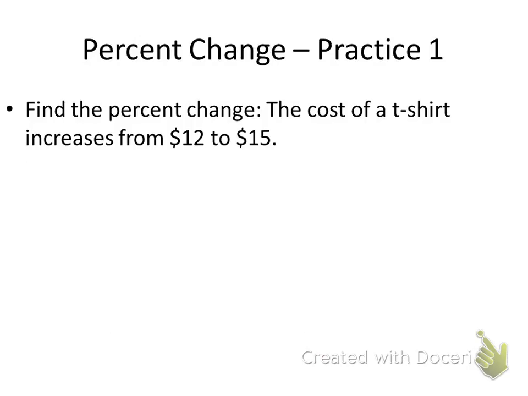Okay, so practice number 1. So on your paper, it says find the percent change. The cost of a t-shirt increased from $12 to $15. Now, what I like to do first, what was the original cost of the t-shirt? 12. So that is going to be my old number. So I'm going to put an O by it. O stands for old. What's the new cost of the shirt? 15. So I'm going to put an N for my new number. That's going to help me identify what's old and new when I go to plug numbers in for my formula.